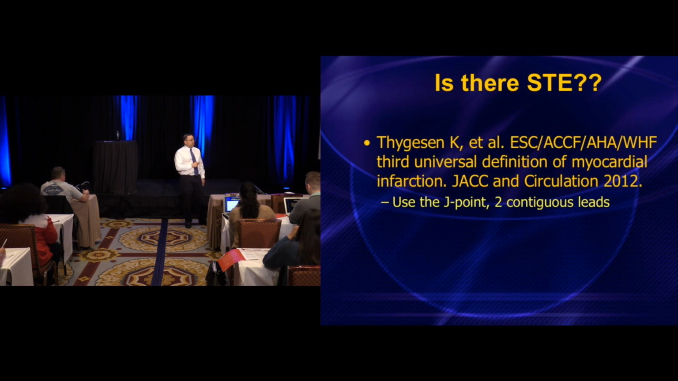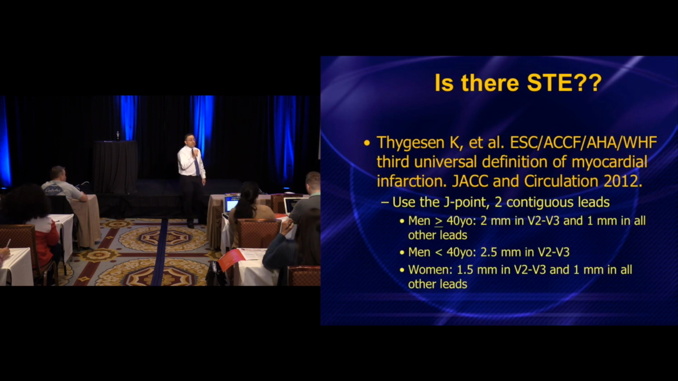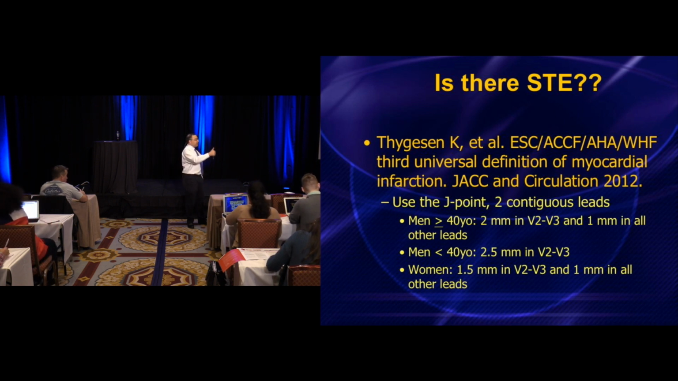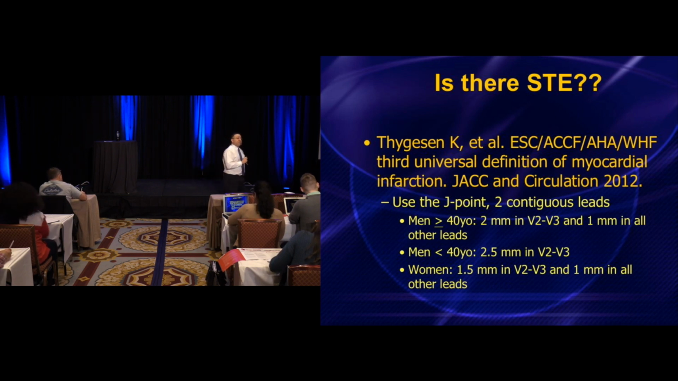It's 1 millimeter in 2 contiguous leads, except for V2 and V3, which changes based on gender and age. So in V2 and V3, if you're a woman, it's 1.5 millimeters. And if you're a man who's under 40, it's 2.5. And if you're a man who's over 40, it's 2.0 millimeters. How many of you knew this? How many of you were practicing with this definition?